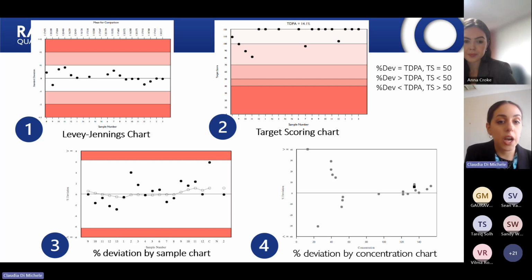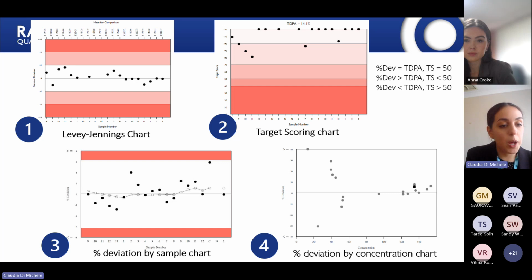But in general, for the target score, if your percent deviation equals the total target deviation for performance assessment, your target score will be 50, which is the baseline acceptable limit. If your percent deviation is higher than the target deviation, your target score gets lower. But if your percent deviation is less than the target deviation, your target score gets higher.